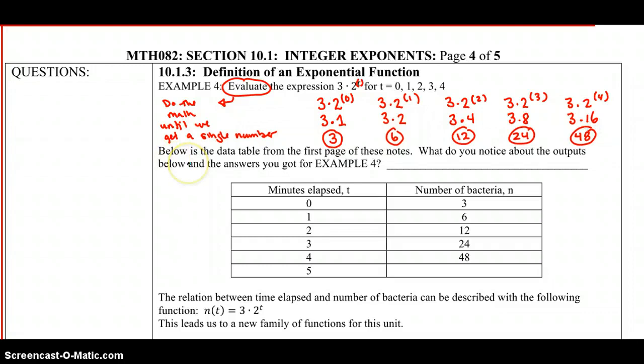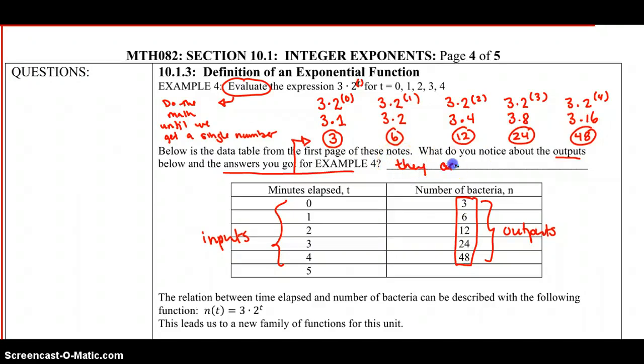So below is the data from the first page of these lecture notes. And we're asked what we notice about the outputs below. So that would be these. Okay, so we've got an input-output table, so these are our inputs, and these are our outputs. And the answers you got in example 4, which are up here, were 3, 6, 12, 24, 48. The outputs we got here were 3, 6, 12, 24, and 48. So we should notice that they are the same, or that they match.